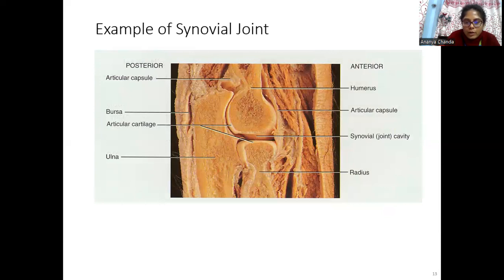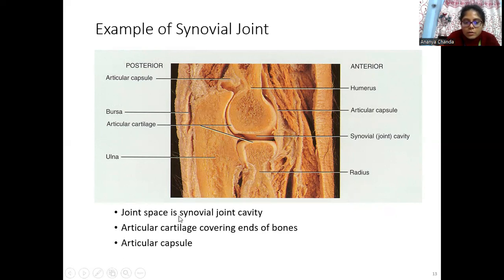Example of synovial joint. This joint space is having synovial joint cavity, articular cartilage covering ends of bone, and articular capsule. So this is a microscopic view of the synovial joint, which is present between the two bones.